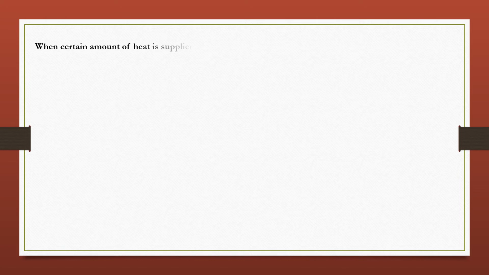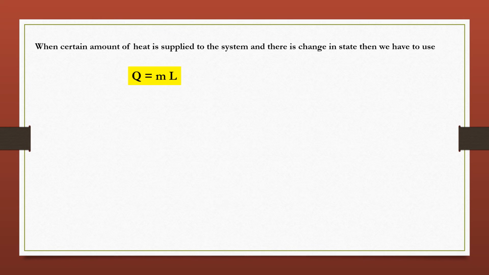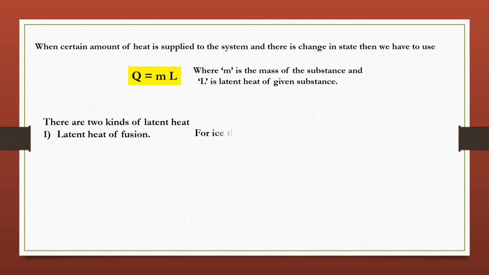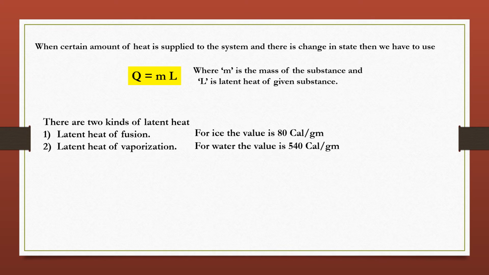When a certain amount of heat is supplied to the system and there is a change in state, then we have to use the formula Q = mL, where m is the mass of the substance and L is the latent heat of the given substance. There are two kinds of latent heat. One is latent heat of fusion. Latent heat of fusion for ice is 80 calories per gram. The other one is latent heat of vaporization. Latent heat of vaporization of water is 540 calories per gram.